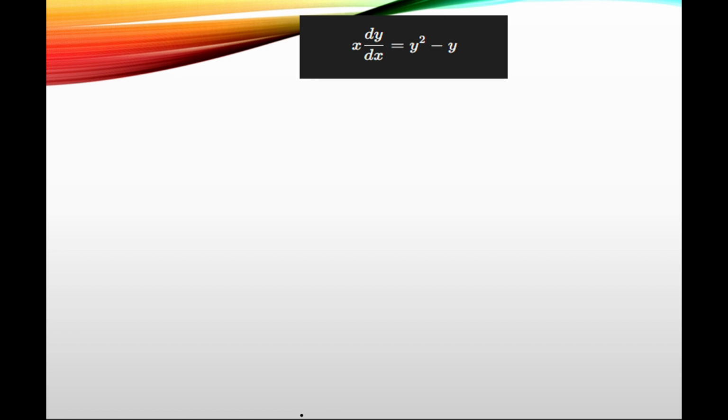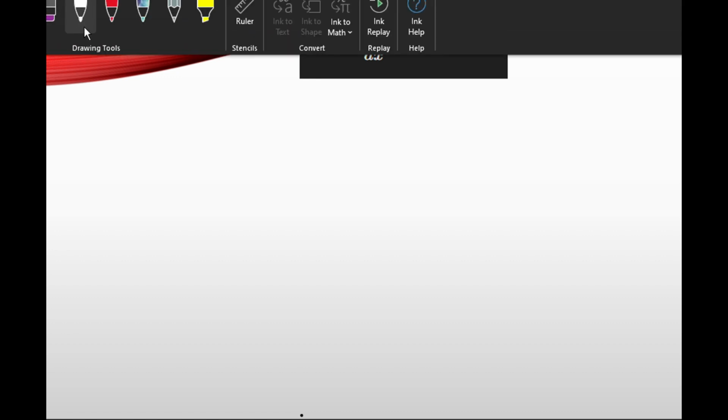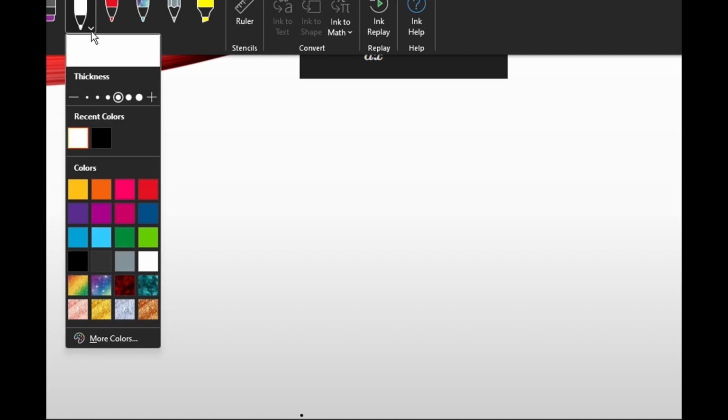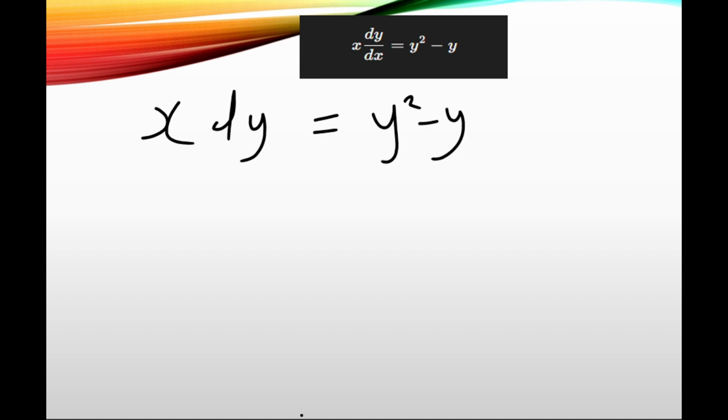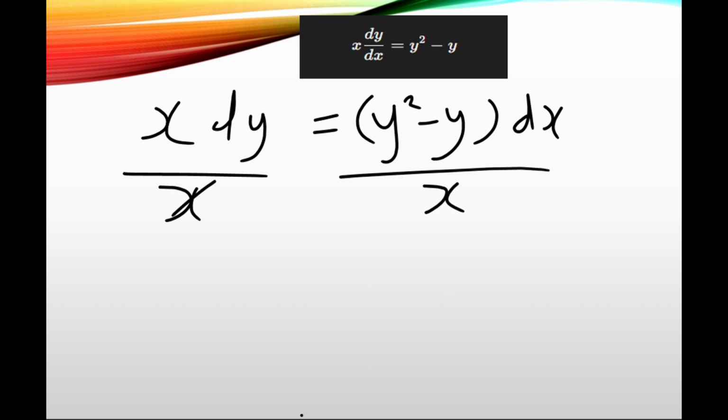Yes, so the first thing that we do is that we make y be with y and x also to be with the x. So with that in mind, we multiply through by the x, so we clear the denominator. So x dy is equal to y squared minus y multiplied by the x. Good. So from here, we can divide through again by x. So x and then x, alright, then we cancel out.